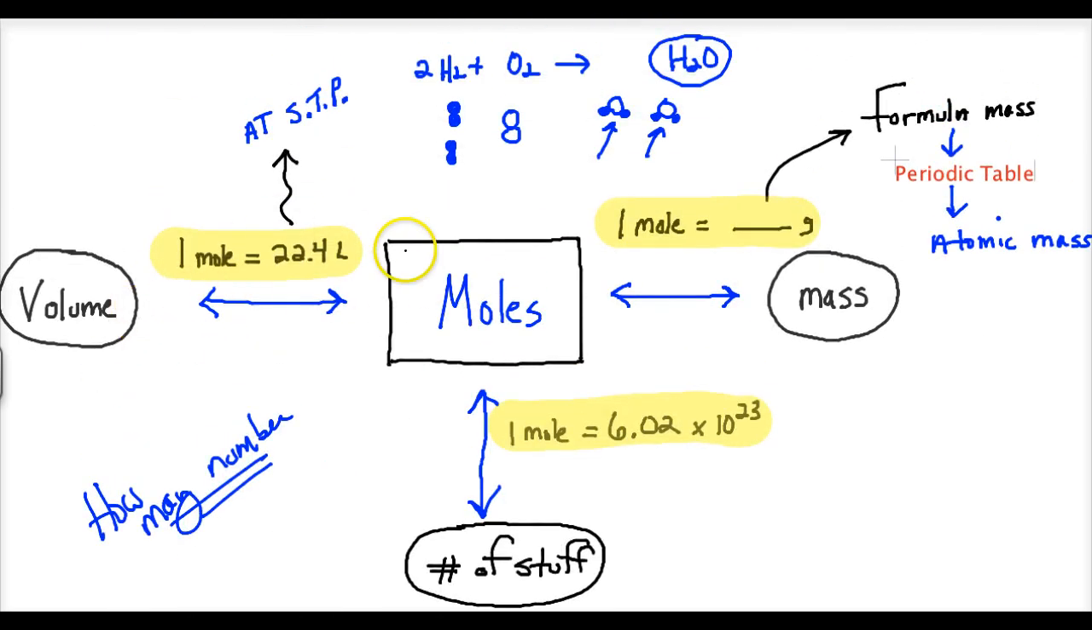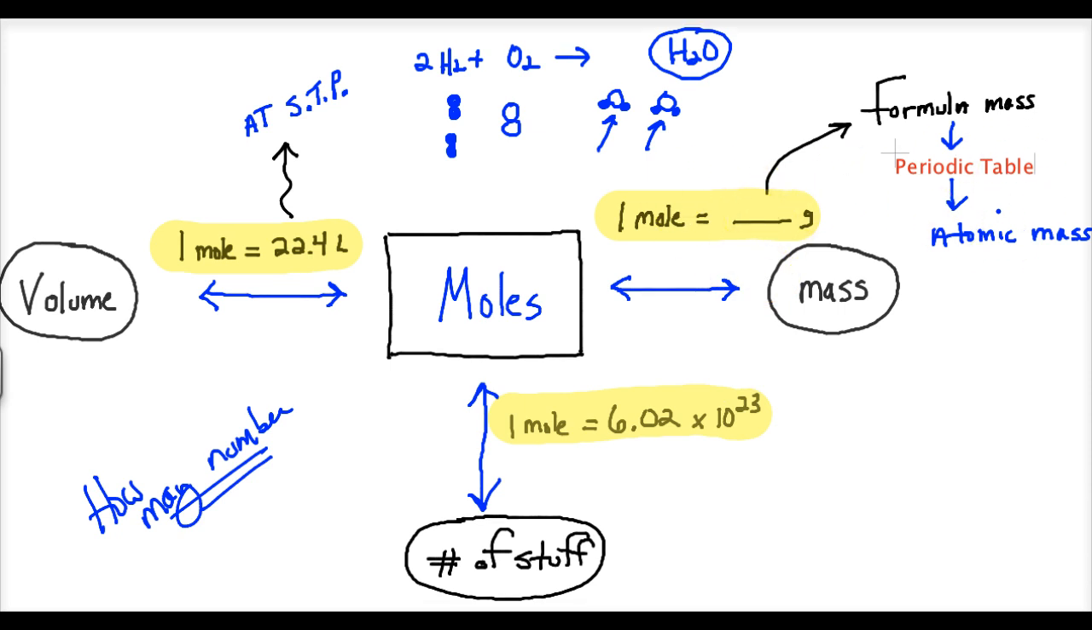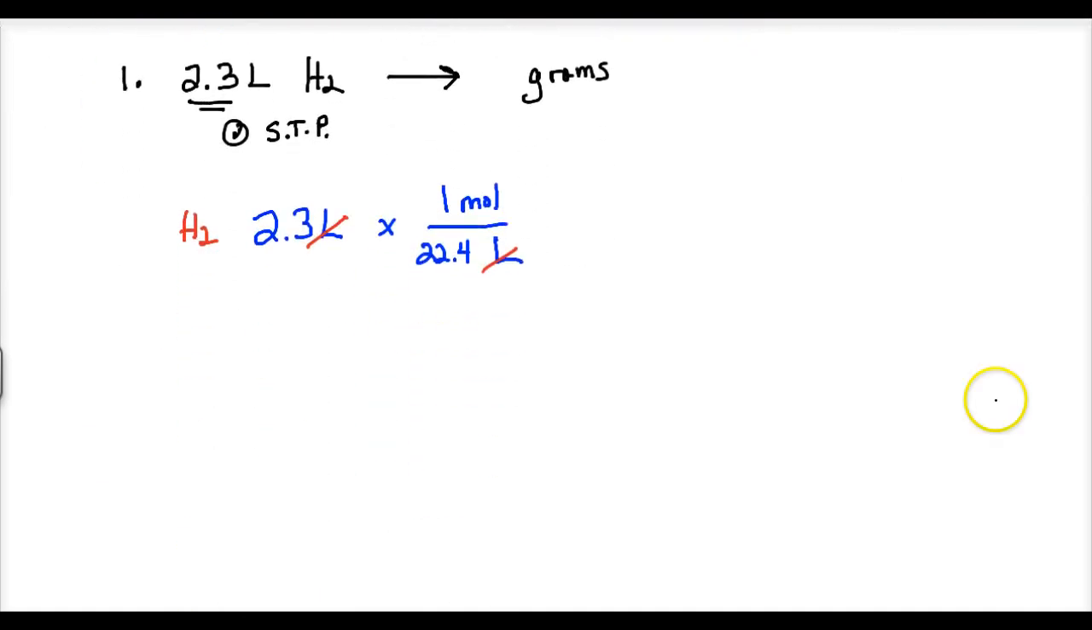So we went from volume to moles. Now we've got to convert from moles to our mass. Now what's the converting factor for moles to mass? Well, it depends on the periodic table. So let's set our problem up. I have moles of H2 here. So the second step in the problem, I'm going to get rid of moles.